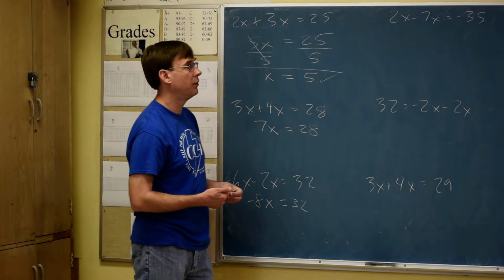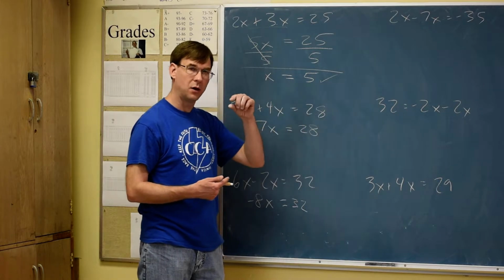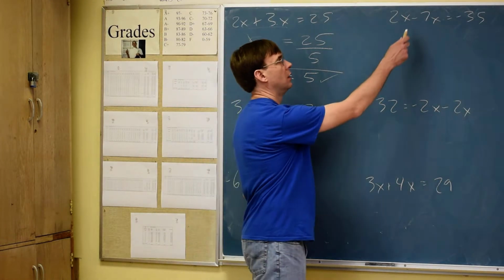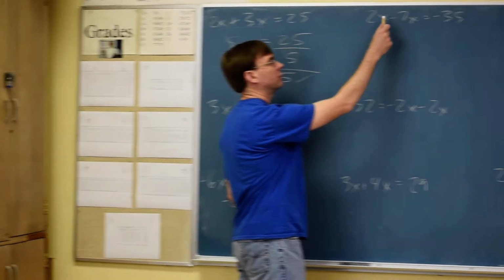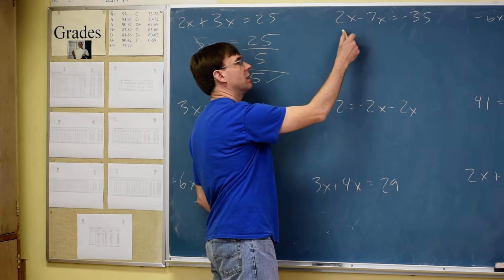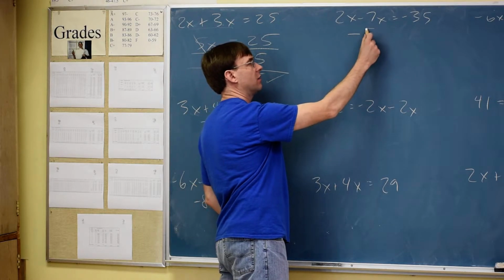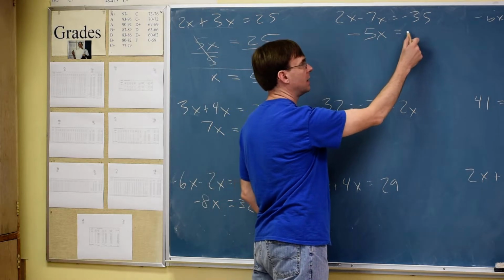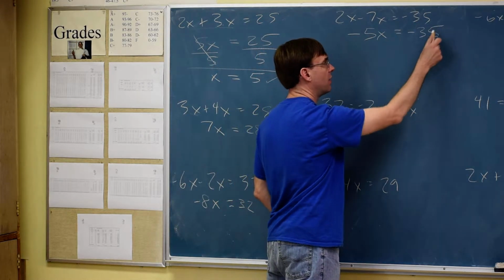If you think you get what I'm doing, you could do the next couple, just that little beginning step, and pause the video and check and see if you're doing it right. Here I have a positive 2 and negative 7. When I add with a negative and a positive, it depends on the bigger, which is negative. I'd subtract to get 5. Keep the x, keep the equals, keep the negative 35.